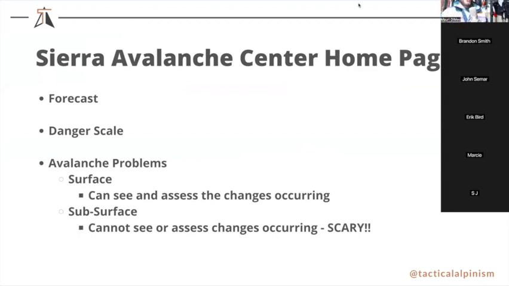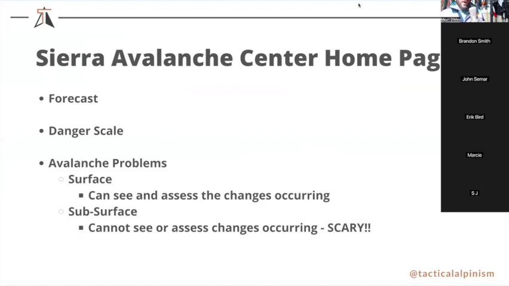If you take nothing else away about the avalanche problems, I want you to take away that there are surface problems and then there are subsurface problems. Our surface problems are ones like wind and storm. Those are the ones that we can see. We can see them changing.